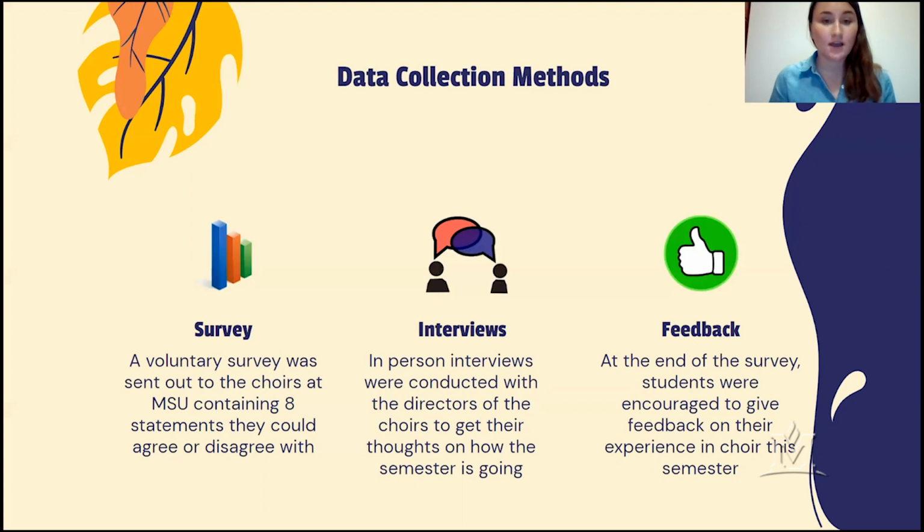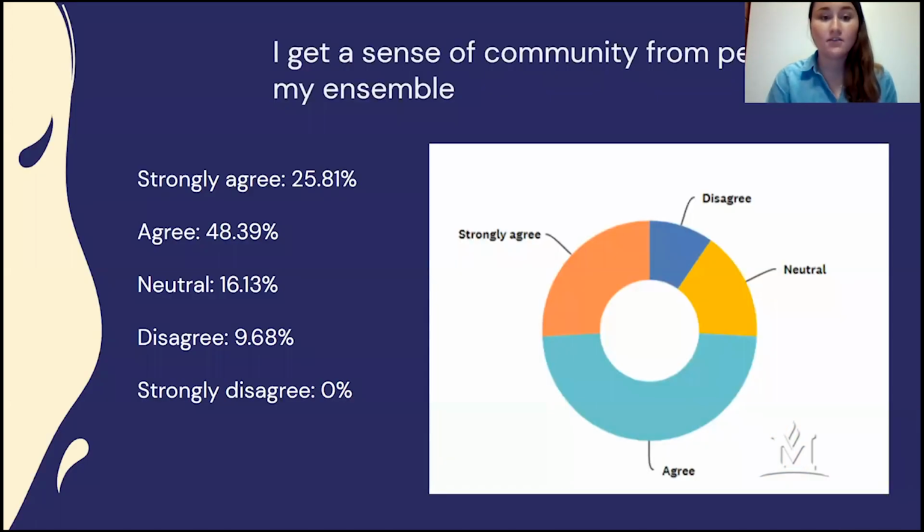During the survey, I phrased everything more as statements, so they could either disagree, agree, or be neutral, that kind of thing. The first one was, I get a sense of community from performing in my ensemble. And it was really good to see this response. A lot of people agreed with it, which is the overall theme of the research project. So it was really good to see that students are still getting that sense of community from performing in their ensemble, and it's still a positive experience for them.